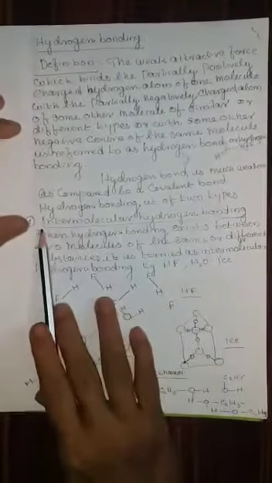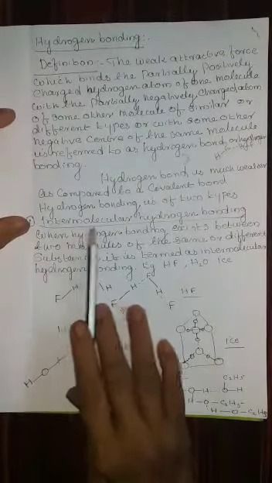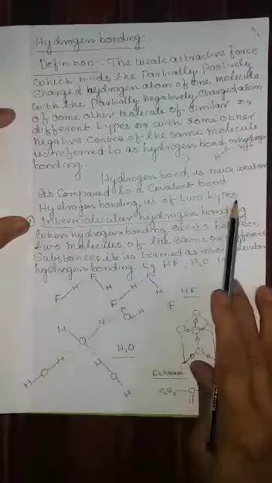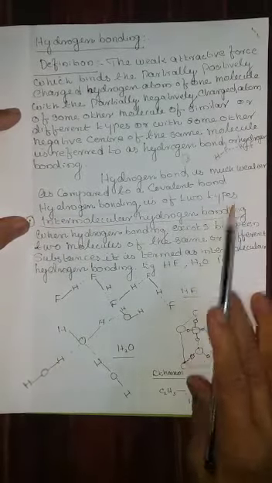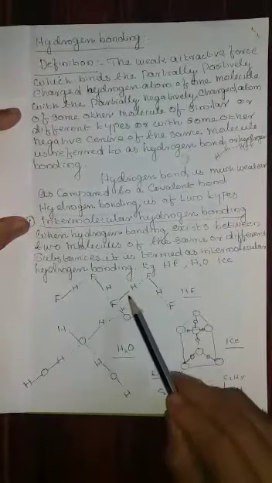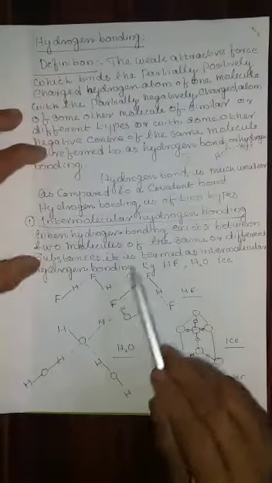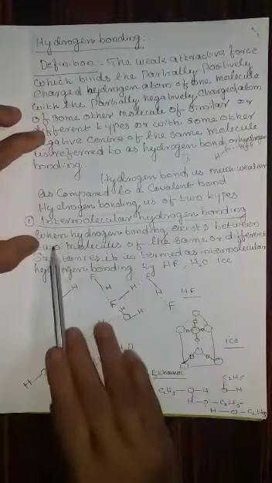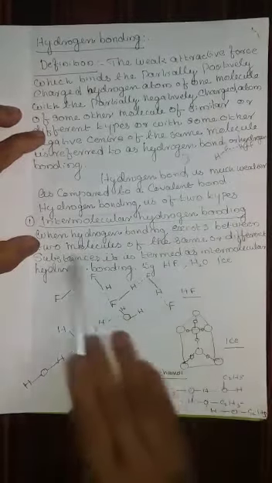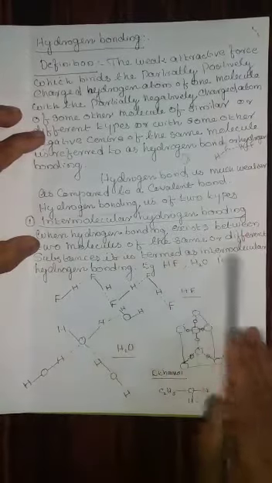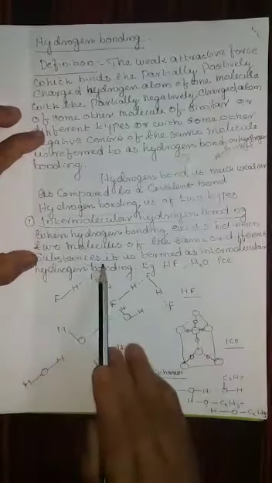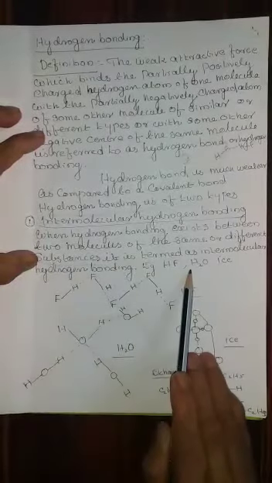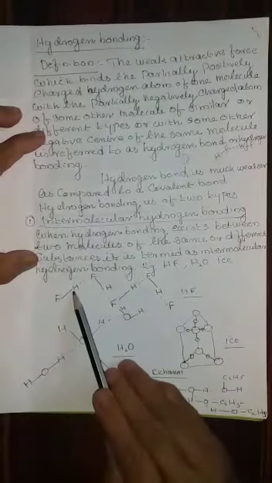Now let us take the first case, intermolecular hydrogen bonding. That means hydrogen bonding can be divided into two types. If it is between two other molecules, we call it intermolecular. That is, when hydrogen bonding exists between two molecules of the same or different substances, it is termed intermolecular hydrogen bonding. For example, hydrogen fluoride.